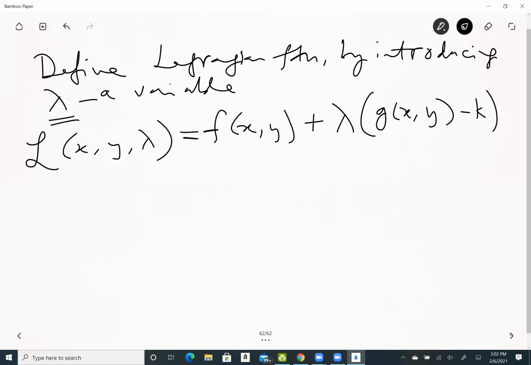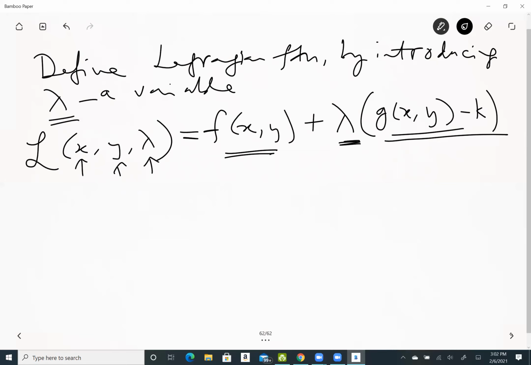So what we do here is put together the objective and the constraint into one function, and multiply the constraint by the multiplier, lambda. Then you have the Lagrangian function. In short, the Lagrangian function is made up of three variables, x, y, and lambda. So now you have three variables.